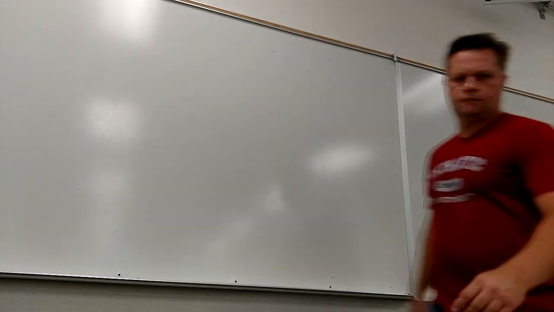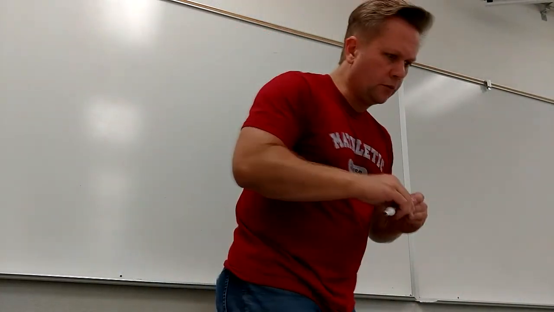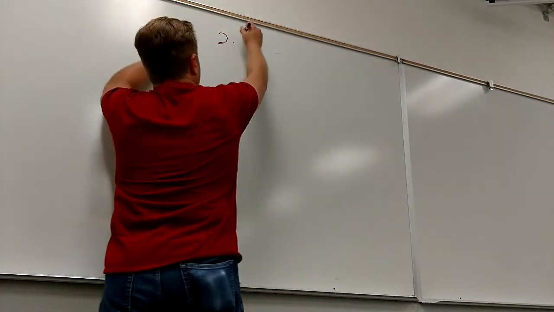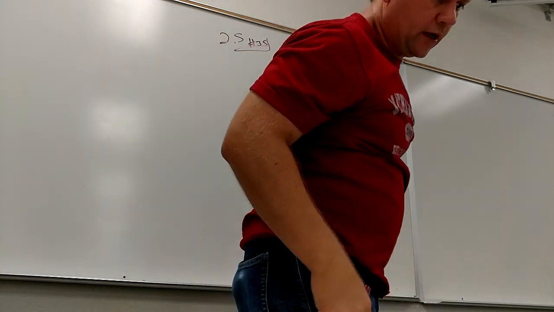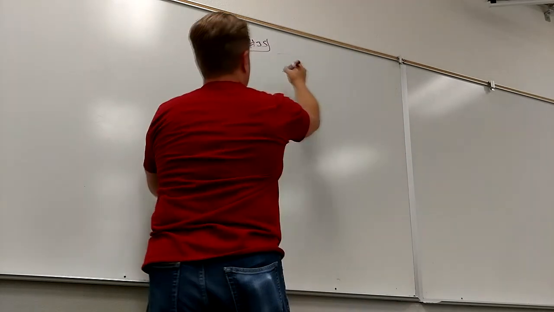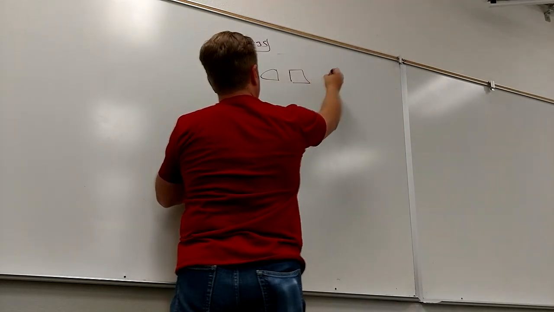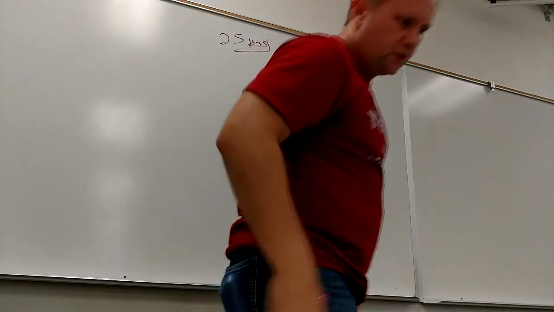So 2.5. Number 35, right? Yes. It says a rocket is divided into 3 sections. So you've got the top section, the middle section, and the aft section, I'm going to presume.